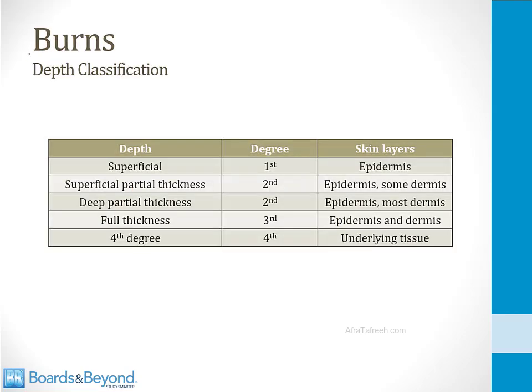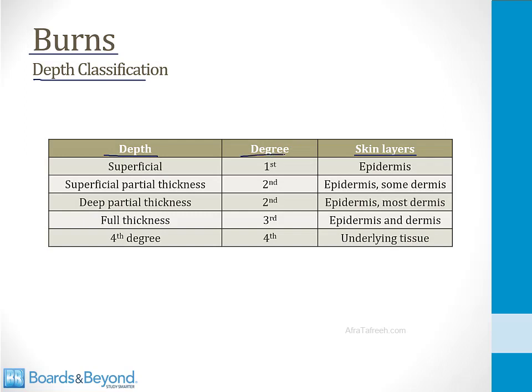Now let's talk about burns, which refers to thermal injury to the skin. And one way to classify burns is based on the depth of the injury, meaning how many layers of the skin are involved. If you look at this table on the slide here, I've described the depth of the injury in this column and the skin layers that are involved in this column. And in the middle, I've listed the degree of the burn.